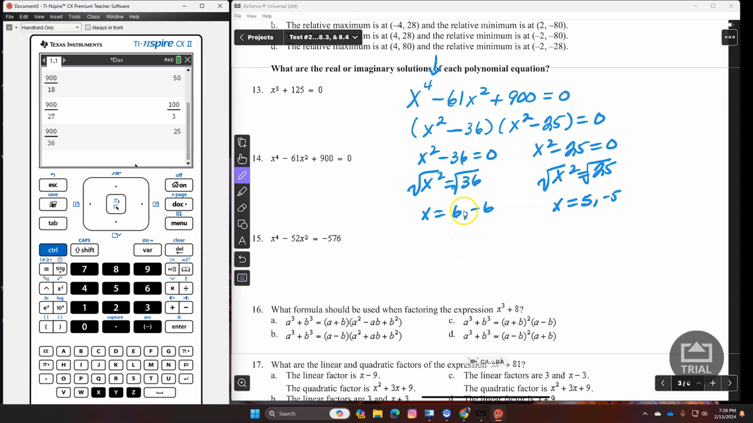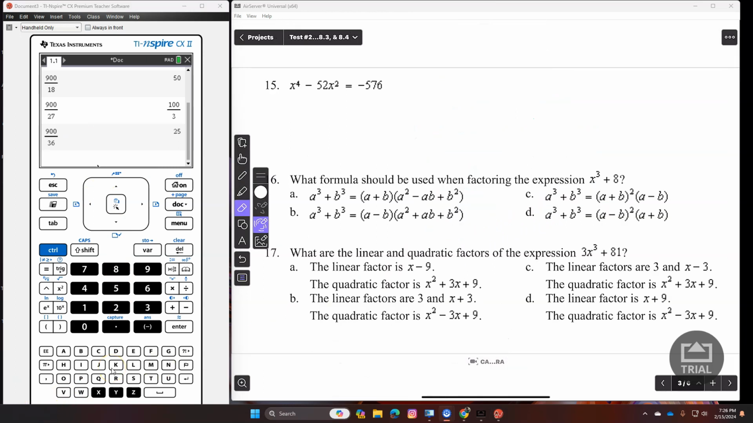So you notice I have 4 real zeros. You can check, and you're going to see that these will be the x-intercepts of the graph. So I highly recommend that you check using Desmos and check if those are our zeros. So I'm going to go ahead and stop.